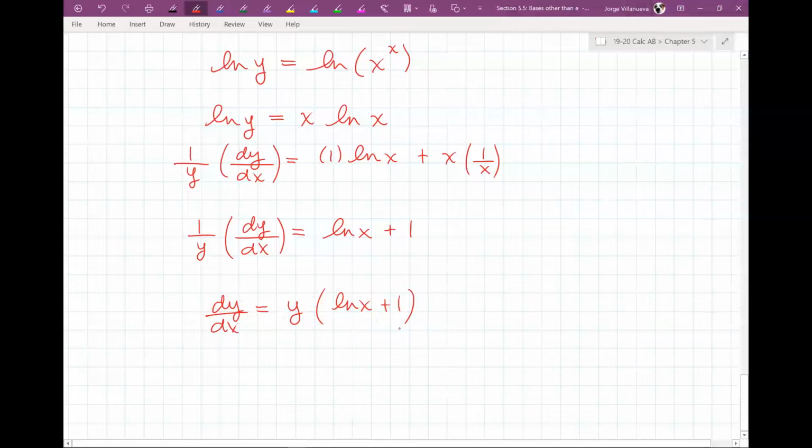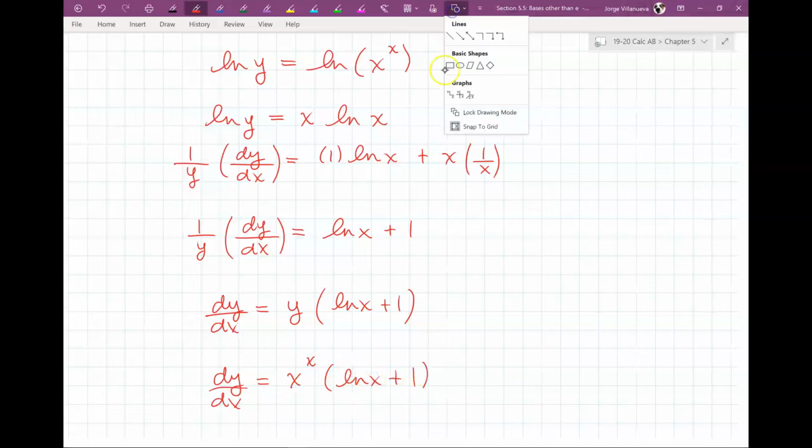Now, we're almost done. A lot of people would say, well, that's it. But no, we want our function to be in terms of x only. So I see a single y there. What is y equal to? x to the x. That was given to me in the very beginning, right? So I'm going to write dy dx is equal to x to the x times ln of x plus 1. And that's your derivative for that function.